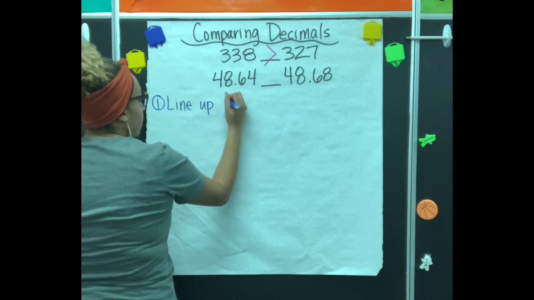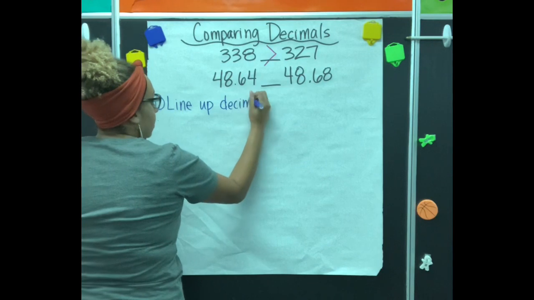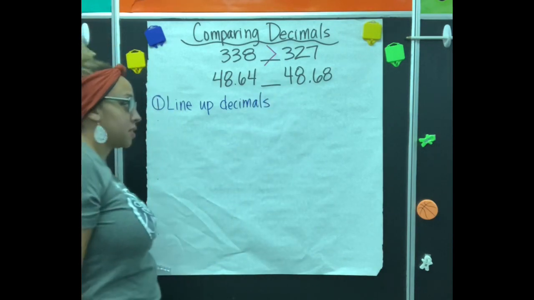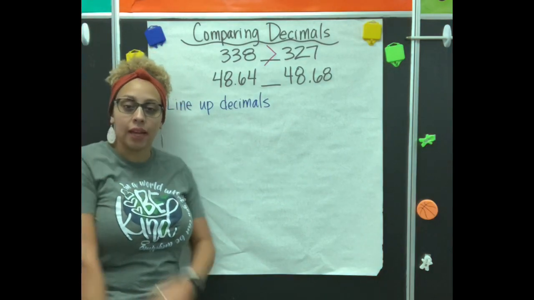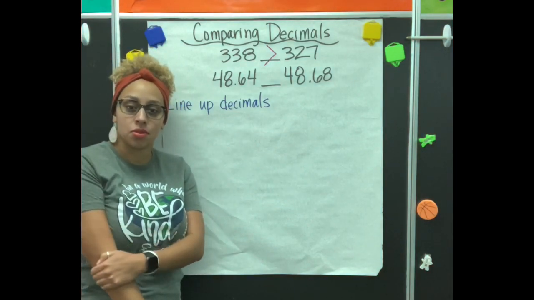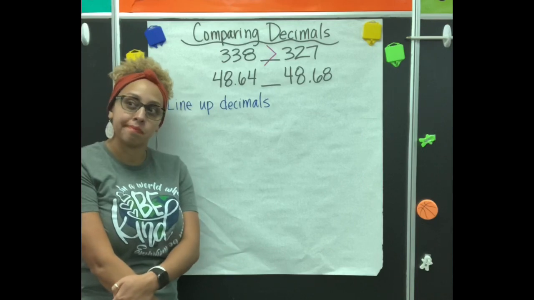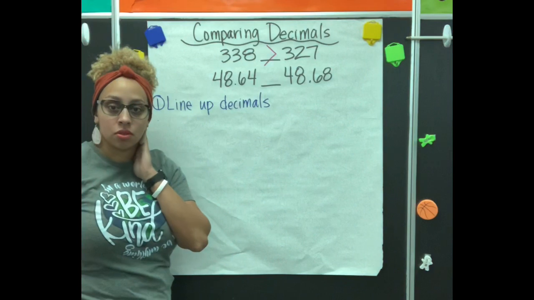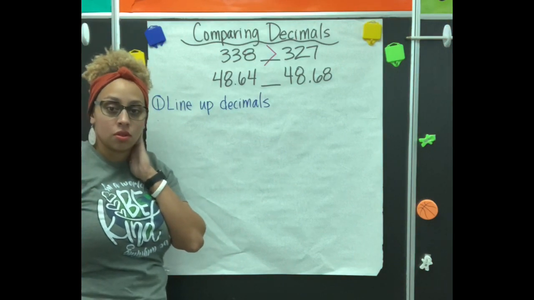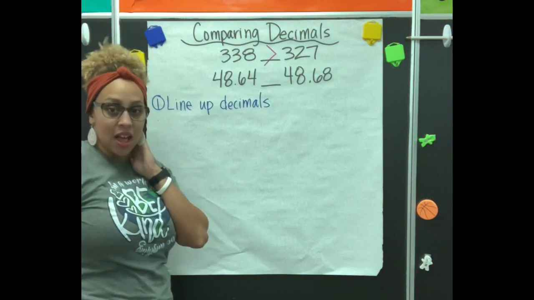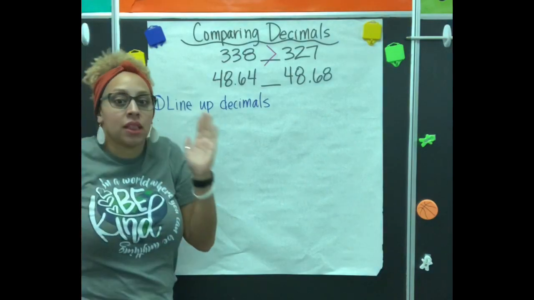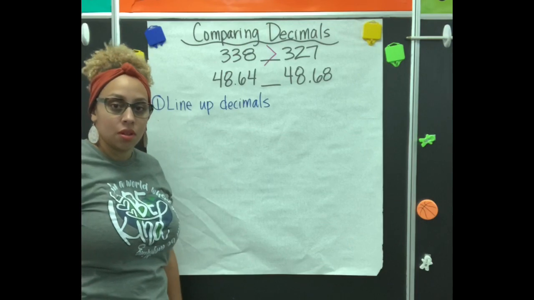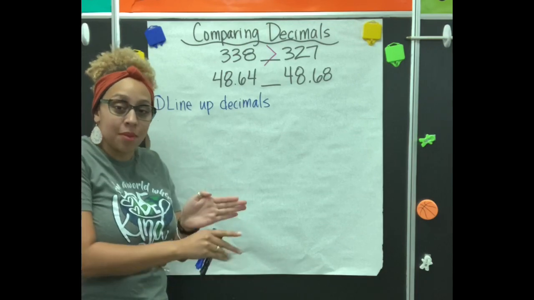line up the decimals. So we're gonna line up the decimals. And why would we line up the decimals? Why did I line up my whole numbers? It's the same exact reason. I lined them up because when I line up my decimals, what does it force all my other values to do? It forces them to line up as well.